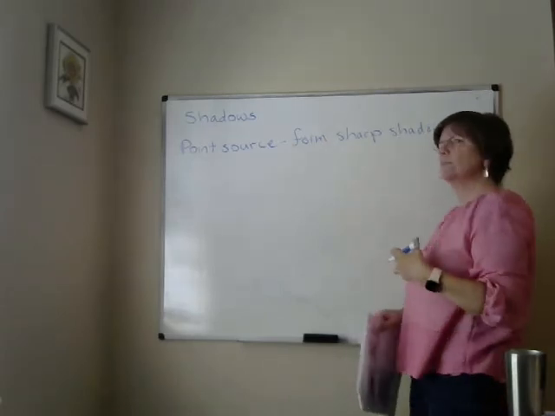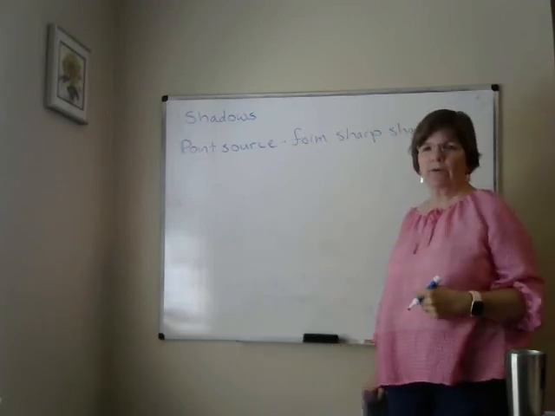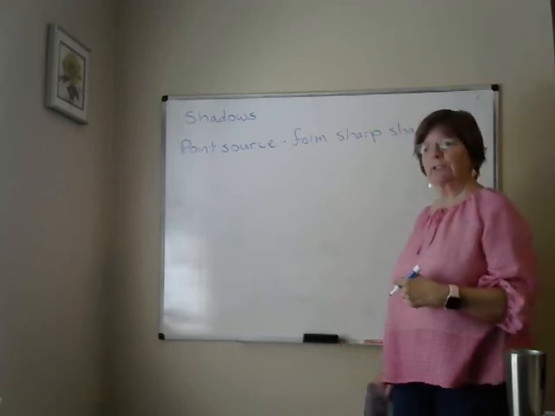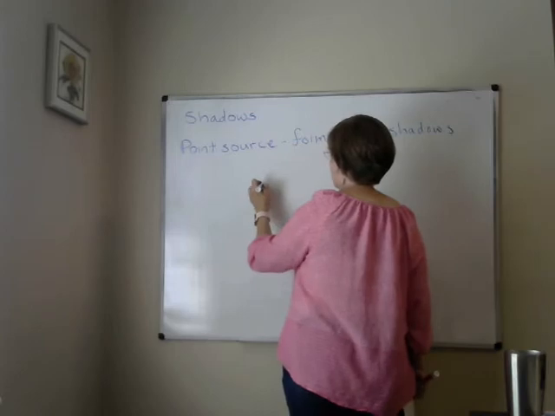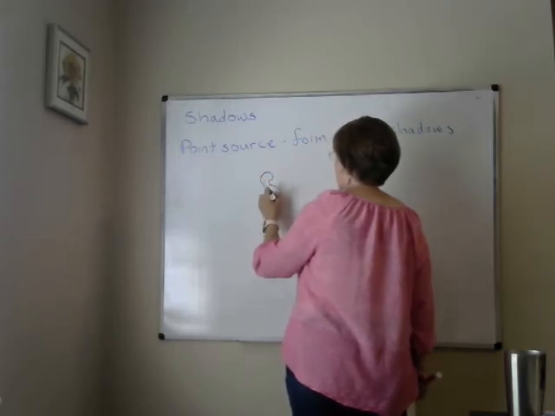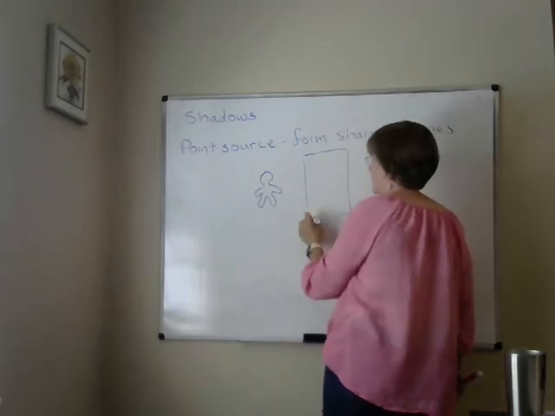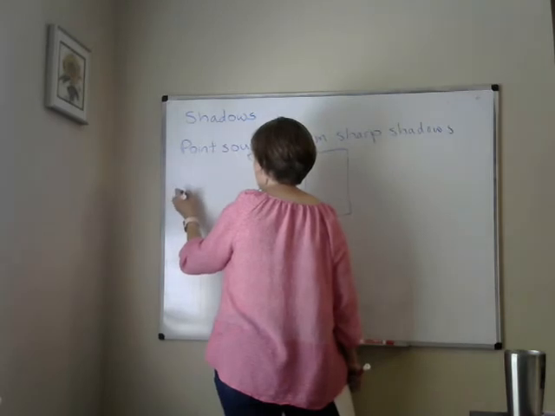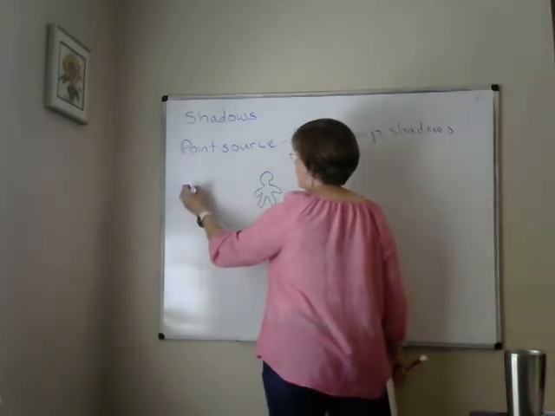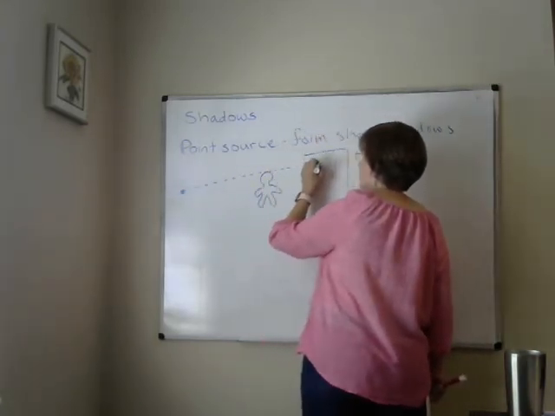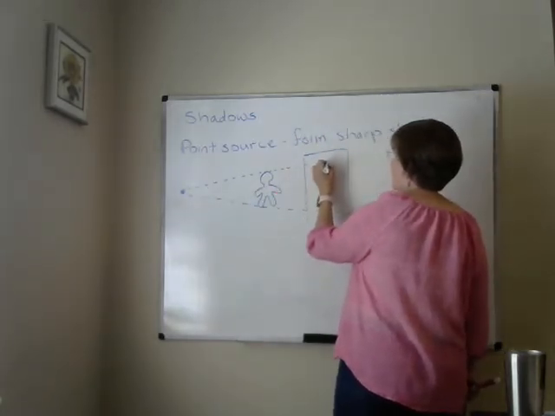Now, the sun isn't really a point source. The sun is huge, but the sun is so far away from the earth that it kind of behaves like a point source. So if you have a point source of light, and let's draw a little gingerbread man or something, I'll put a screen over here. Here's my point source. What's going to happen is the rays are going to spread out in all directions, and we're going to see a shadow.